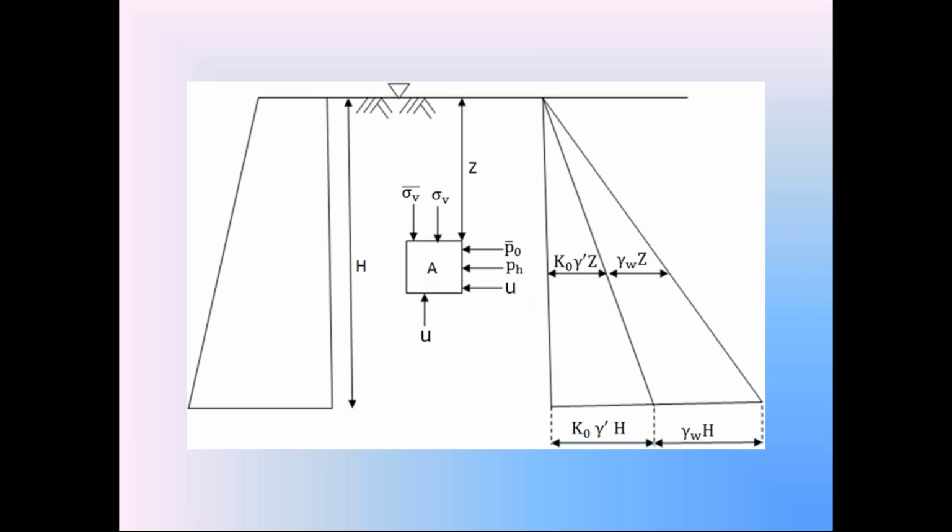Now the total horizontal pressure acting on the soil element A. In the second condition, the total horizontal pressure acting on the soil element A is pH, which is equal to P naught dash plus U. What is P naught dash? K naught into sigma V dash. What is sigma V dash? Gamma dash into Z. So P naught dash is equal to K naught into gamma dash into Z, and this pore water pressure U is equal to gamma W into Z.